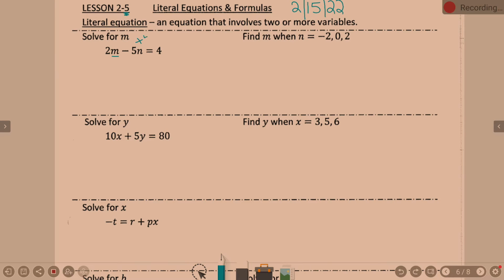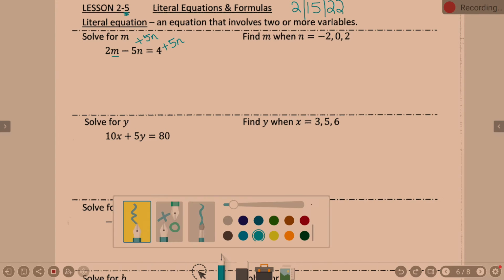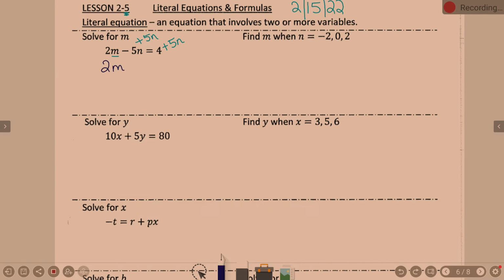Now, think about what I've been saying for the last week or so. The opposite of subtracting 5n is adding 5n. If I add 5n on the left, we have to add 5n on the right. On the left, I'm still going to have 2m. Minus 5n plus 5n will cancel and be 0. On the right, what is 4 plus 5n?